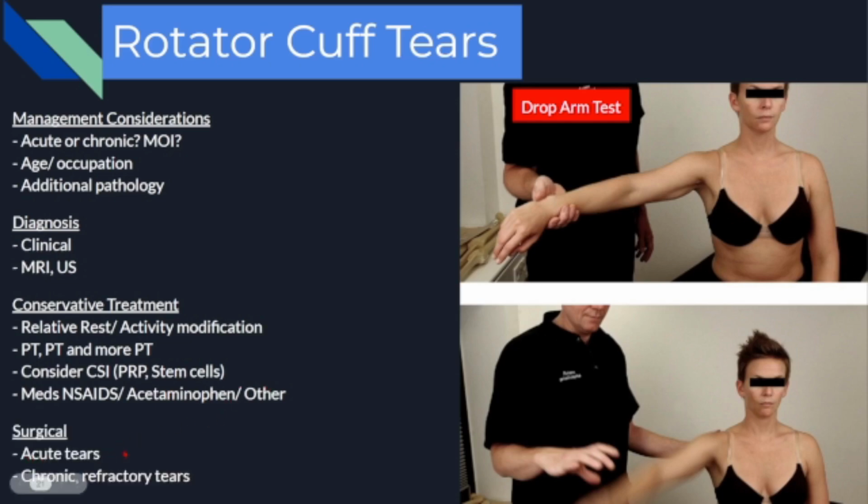Surgery is for acute tears in young, healthy people. At least you have to consider it. And then chronic refractory tears, although in older people, you don't typically repair the rotator cuff. What happens is those tears, as they become more chronic in nature, meaning weeks to months, the tendon and muscle atrophy and they retract, and it's very hard to put them back together. So chronic patients tend to end up with a shoulder replacement.